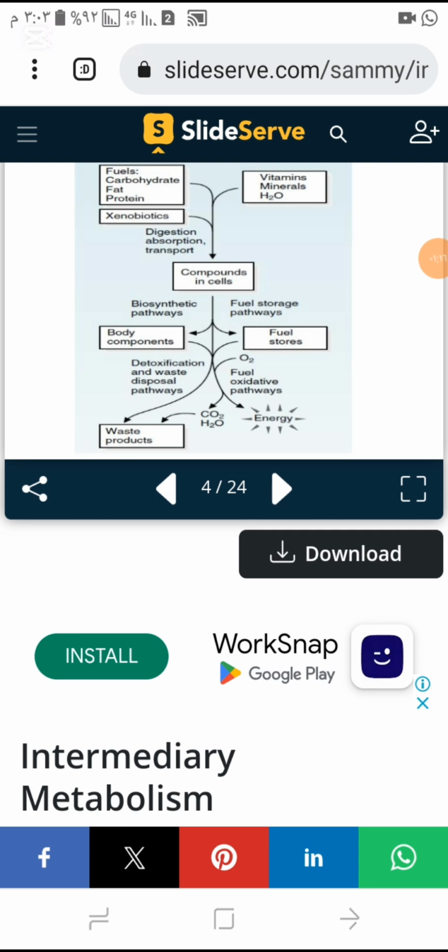in the presence of oxygen by oxidative pathways, or they are detoxified and waste disposal takes place through different sites such as the liver, kidney, lung, etc., and get out into waste products. Note that after oxidation of fuels for producing energy, also carbon dioxide and water are produced, which are taken out of the body as waste products.